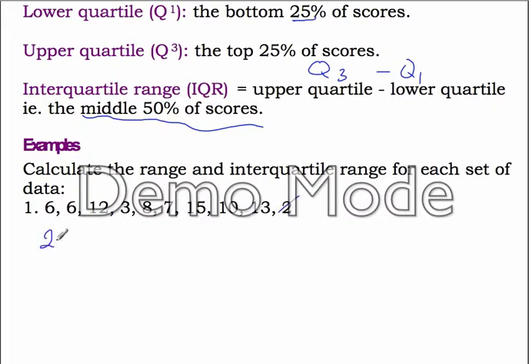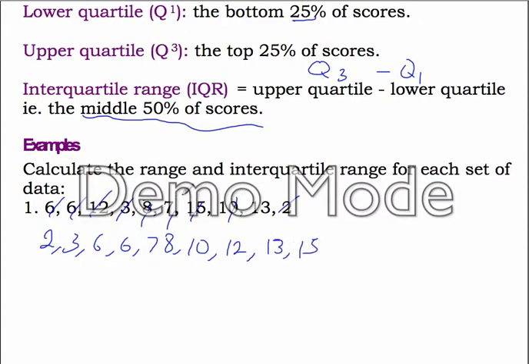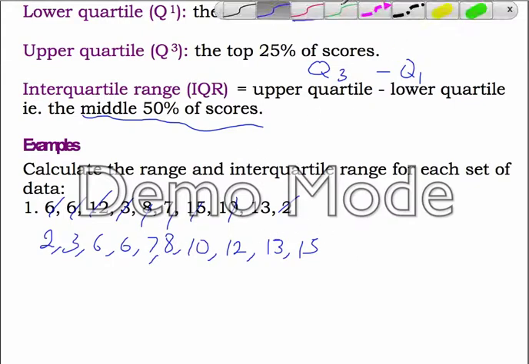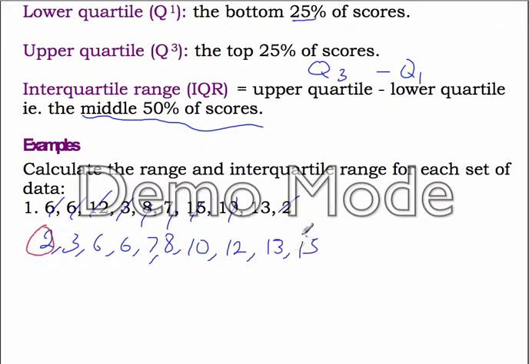So it's 2, 3, and so forth, 6, 6, 7, 8, 10, 12, 13, 15. Okay, 1, 2, 3, 4, 5, 6, 7, 8, 9, 10. Oh, good, I didn't skip anything. So now it's in order. I can look at my lowest value and my highest value and get the range. So the range equals 15 minus 2, which equals 13.